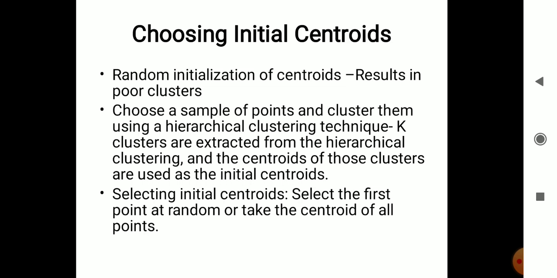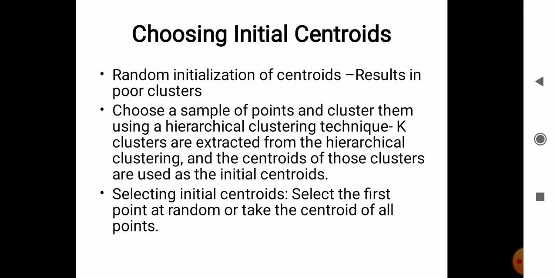Okay, here it results in very poor clusters. Therefore, you go for another technique where you choose a group of points and cluster them using the hierarchical clustering technique. Here the K clusters are extracted from the hierarchical clustering, and these centroids will be used as the initial centroids. By using hierarchical clustering, you identify all the K clusters, and the centroids of all these K clusters are considered as the initial centroids.